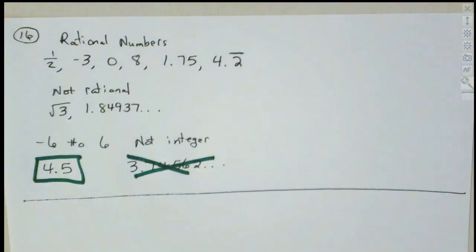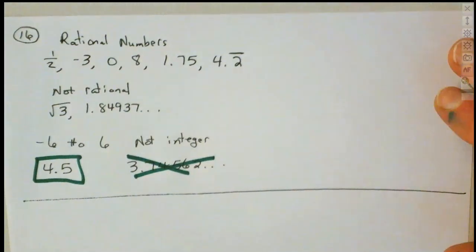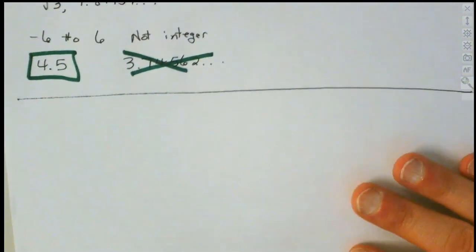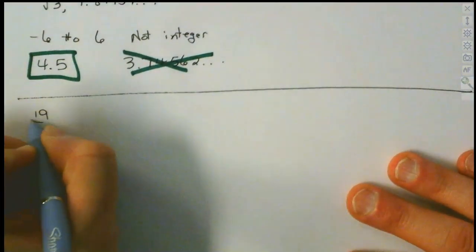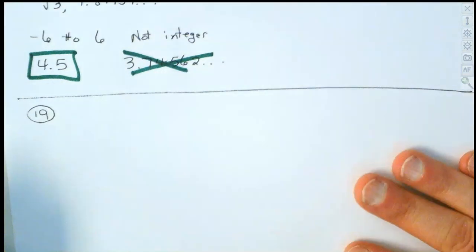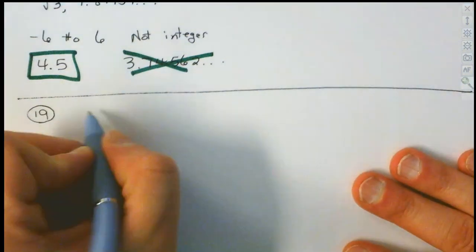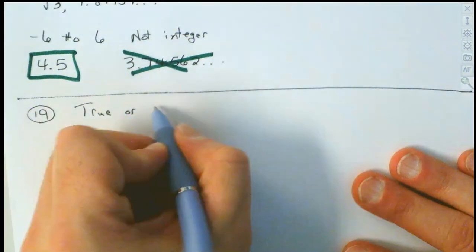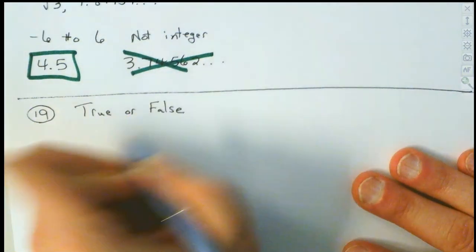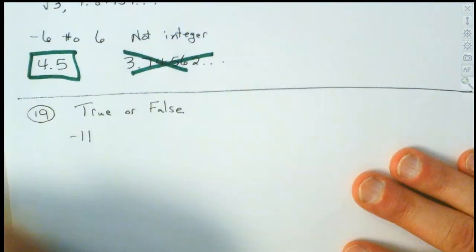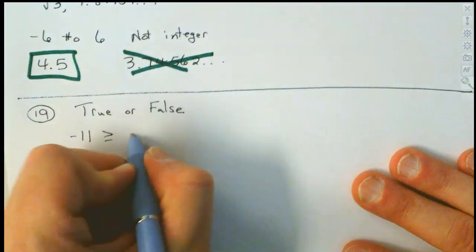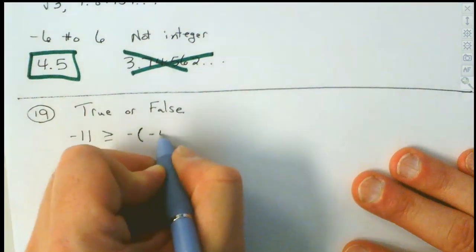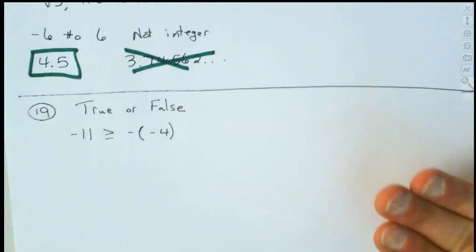19 and 20 are next. So let's look at 19. So 19 says, decide if this is true or if this is false. We've got -11, and that is greater than or equal to -(-4), with a minus outside of that. So this is what we've got.